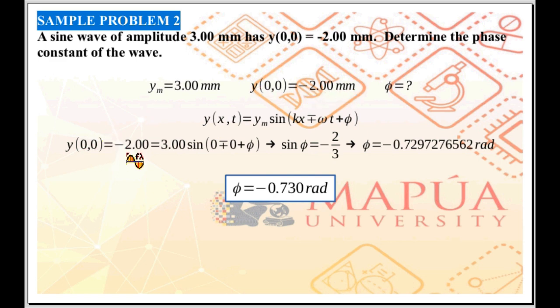So y(0,0) is equal to negative 2 millimeters, which is equal to ym sine of (0 plus/minus 0 plus phi). ym is the amplitude. We know ym to be 3 millimeters. So we have negative 2 millimeters is equal to 3 millimeters sine of phi. Isolating, sine phi is just equal to negative 2 over 3. Getting the inverse sine, we have the phase constant. phi is just equal to negative 0.730 radians.